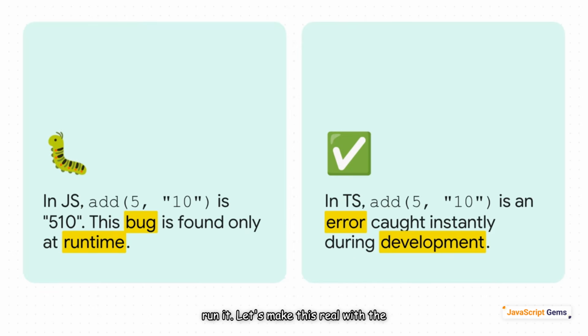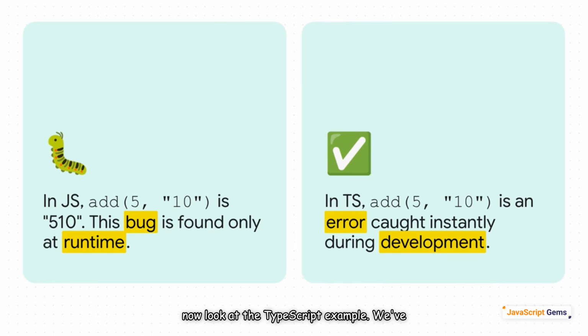Let's make this real with a code example. In the JavaScript version, we've got a simple add function. If we mess up and pass it the number 5 and the text 10, JavaScript just shrugs and goes, okay, I guess you want to stick these together. And you get the string 510, a classic bug that you might not find for days.